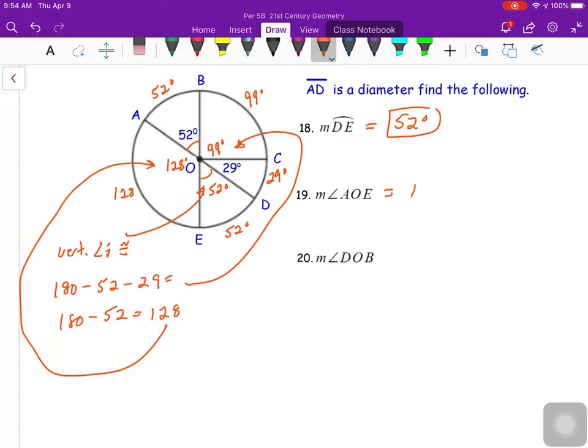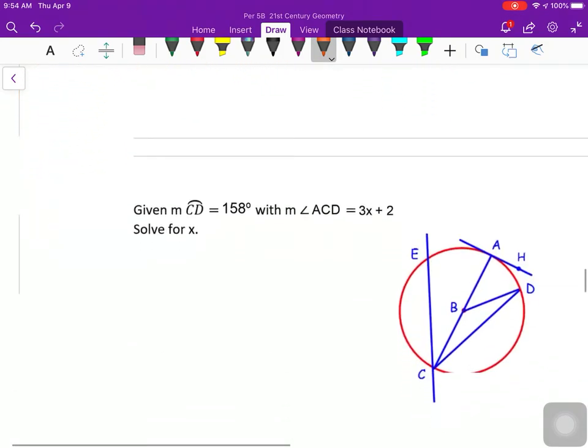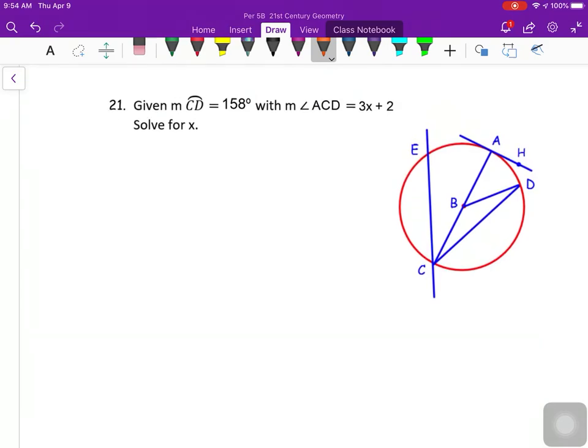Okay, let's go ahead and find out what we can. So we already found the measure of arc D to E, 52 degrees. Angle A to O to E, we already found that one, 128 degrees. Angle D to O to B. Now that one's going to be DOB is 29 plus 99, 128. So filling in all that information right from the start really saved us some time, I think, when we went to get our answers.